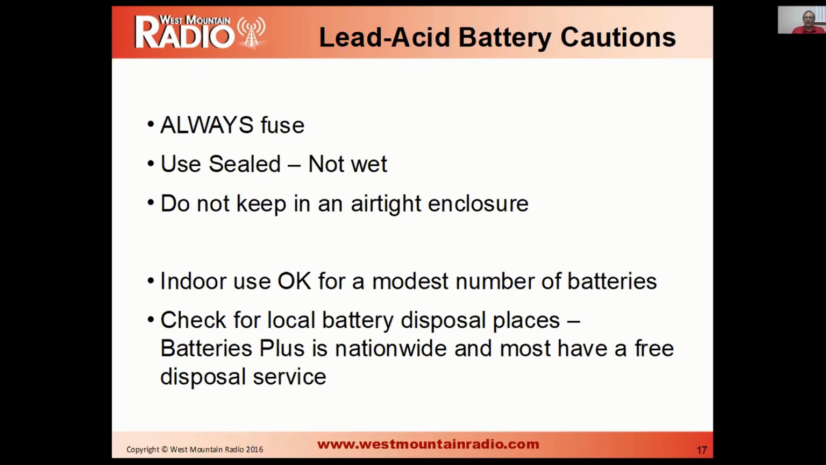Indoor use, you can use it indoors even though it's got that little bit of discharge, but don't put it, again, in a sealed closet or something like that. Make sure you dispose of the batteries properly as well.